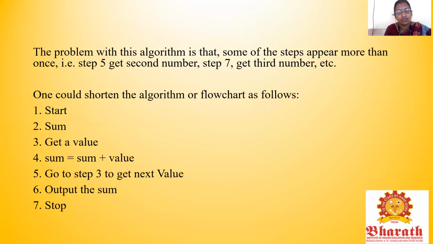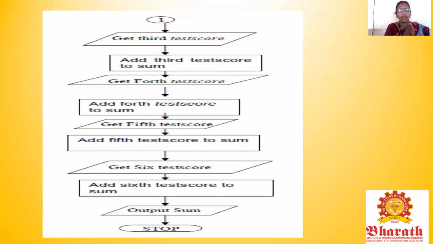Get the third test score value. Add the third test score to the sum value. Get the fourth test score, see the input. All these inputs are drawn with the help of the parallelogram, and all these processes are represented with rectangles. Next, get the fifth test score and add it to the sum. Then the next one, with the parallelogram symbol, represents that we are getting the sixth test score. Add it to the sum. Output the sum.